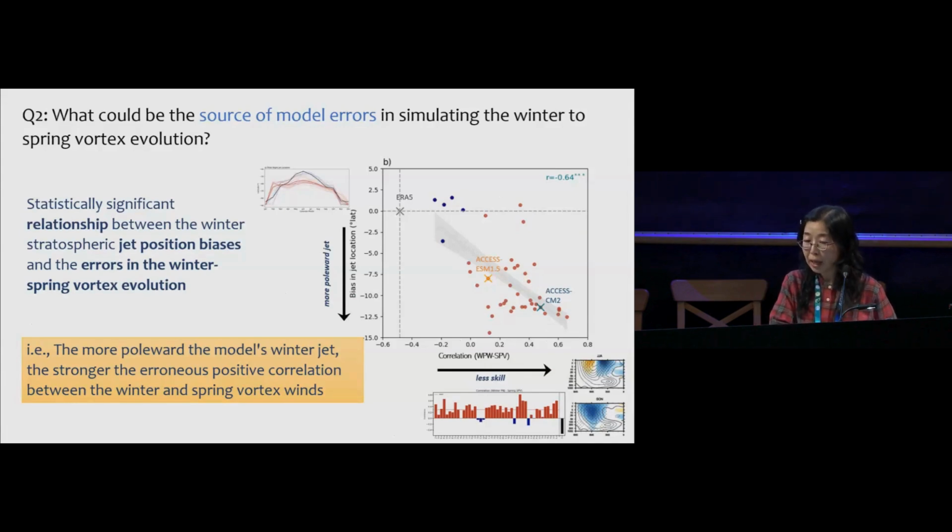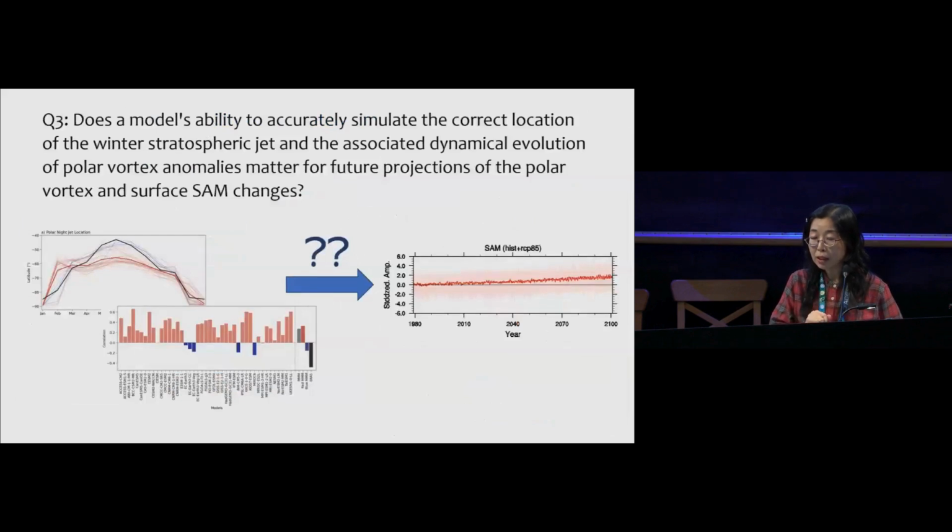stratospheric jet. Then our final question is, does a model's ability to accurately simulate the correct location of the winter stratospheric jet and the associated dynamical evolution of the vortex anomalies actually matter for future projections of the polar vortex and surface SAM changes? Our short answer is yes.